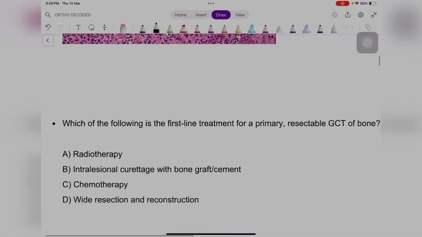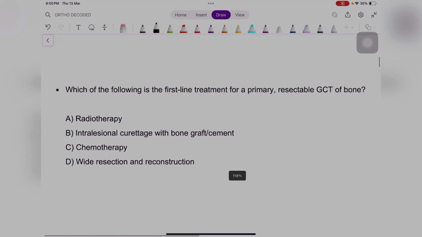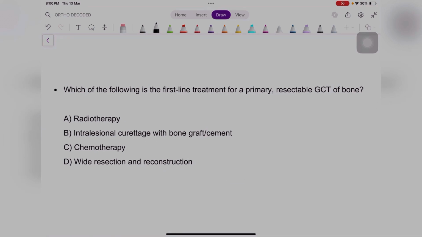So moving on to the next question. Which of the following is the first line treatment for primary resectable giant cell tumor? So understand the question. It is asking about the first line treatment of a primary resectable GCT. So what is the answer? Yes, the answer is intralesional curettage with adjuvants, that is bone graft or bone cement.